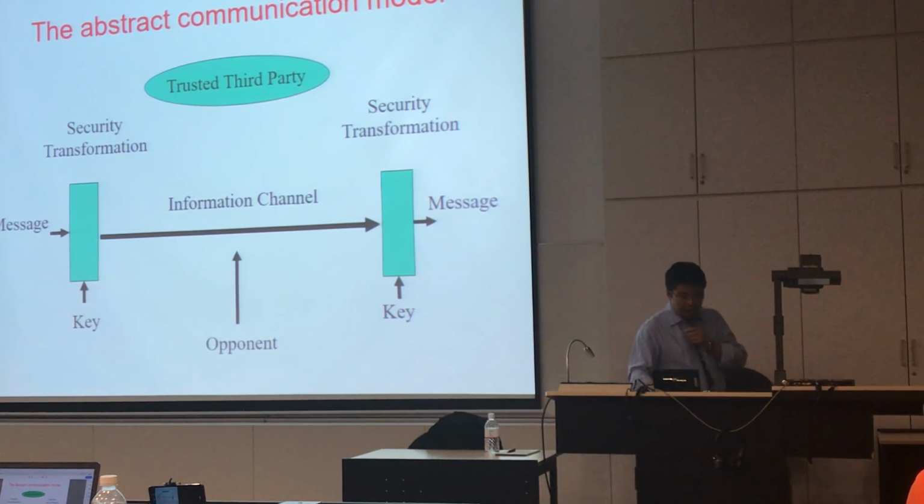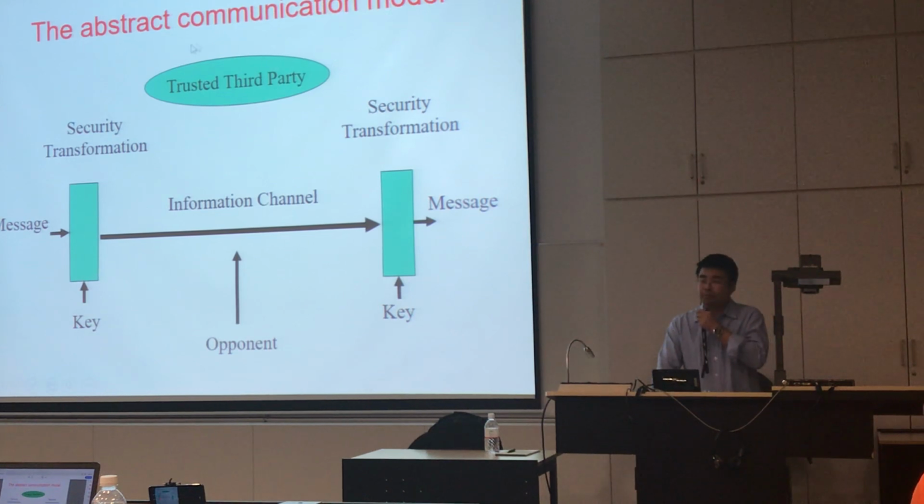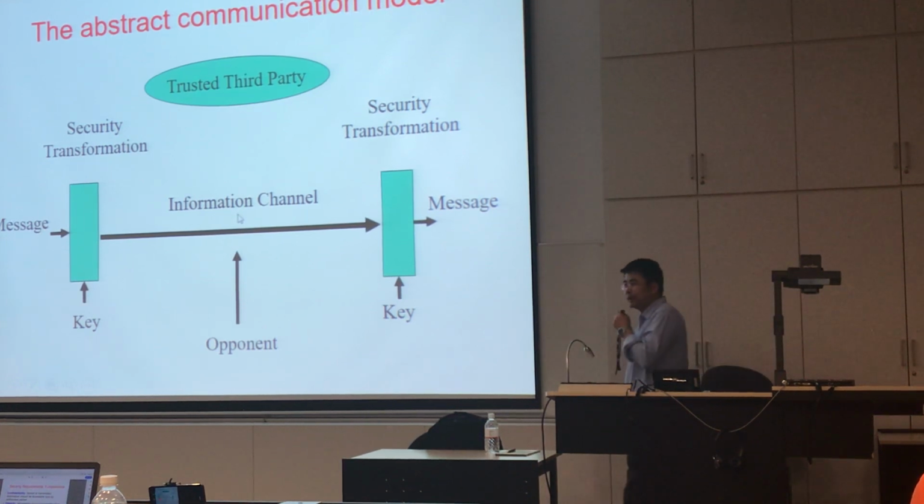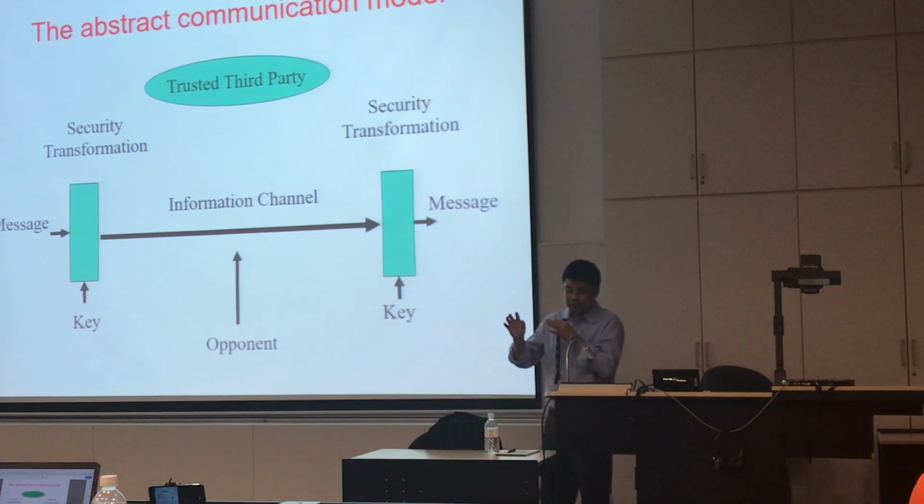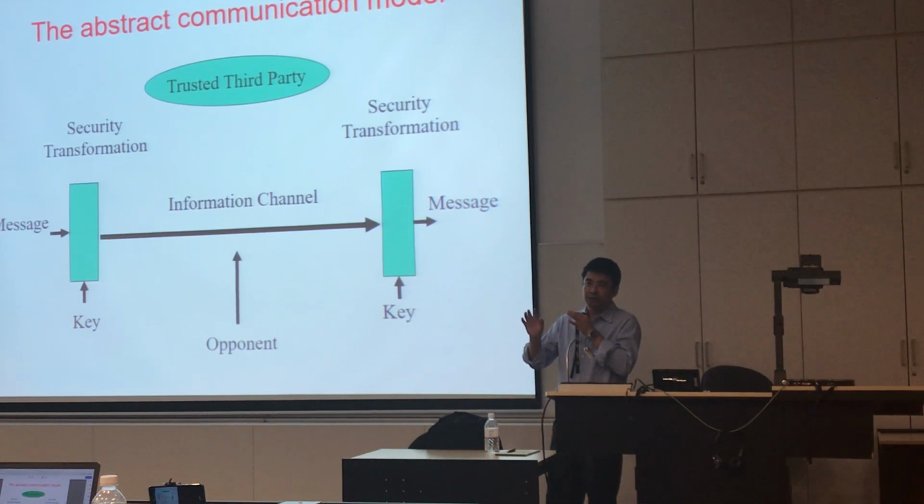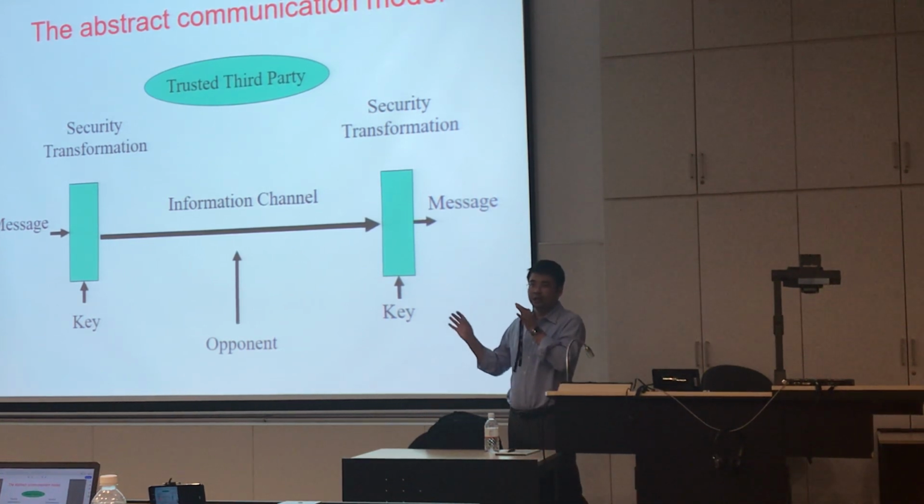However, if you have a trusted third party, this trusted party can help two parties to establish a key. For example, in Kerberos, I can give you some rough idea. We have a Kerberos server, which is a server maintaining all the user credentials. So Alice shares a password with the Kerberos server, and Bob shares a different password with the server. But Alice and Bob don't have any shared secret.